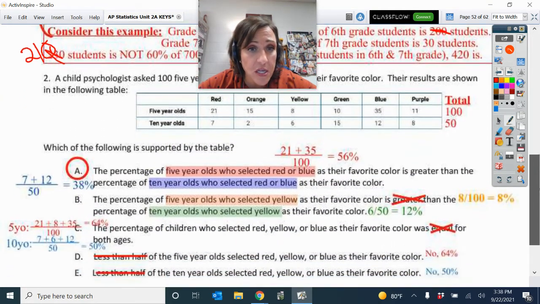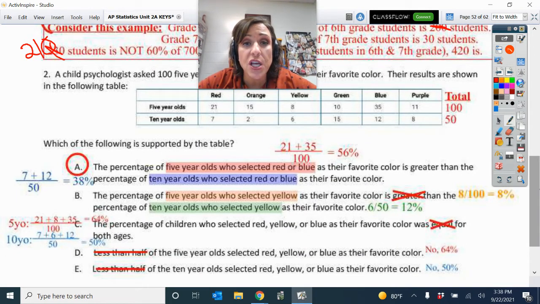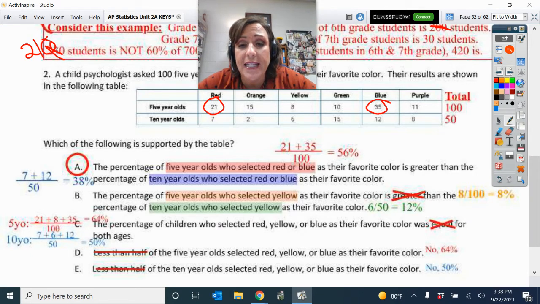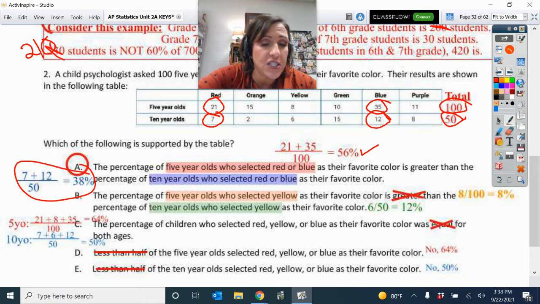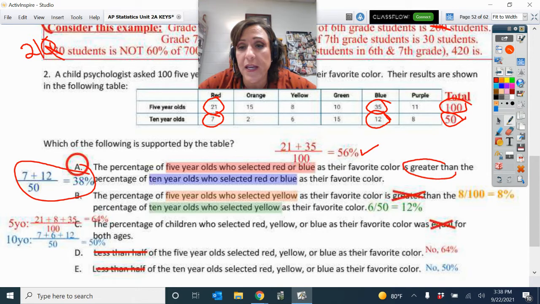Okay, and on this problem here, you have got to, in each one of these sections, compute the probabilities. The percentage of 5-year-olds who select red or blue. So I took 21 red plus 35 blue and added that out of 100 is 56%. And then for the 10-year-olds who select red or blue, that's 7 students plus 12 students out of 50. And you can see over here that that's 38%. So yes, that 56% is greater than that percent for the 10-year-olds.